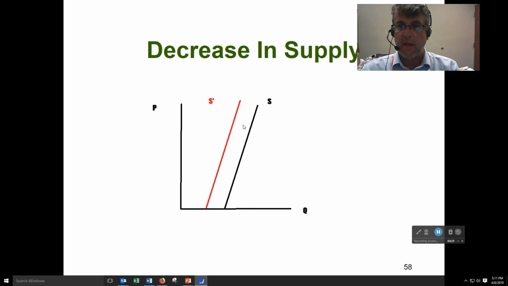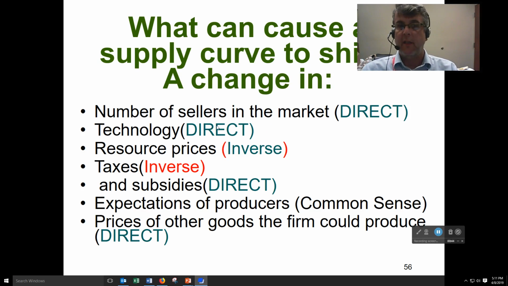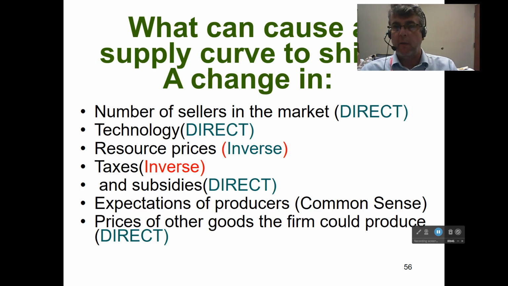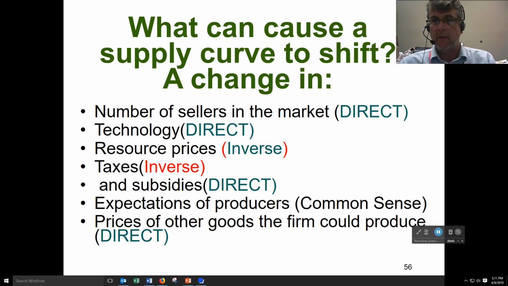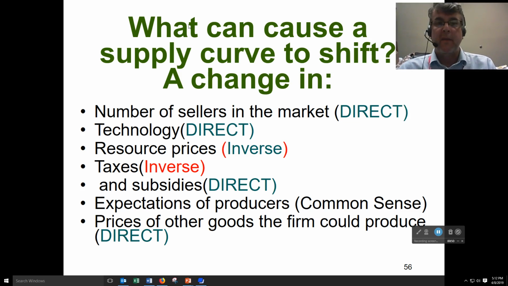A decrease in supply is where we shift the curve to the left. A decrease in supply might occur because of an increase in resource costs or resource prices, and we'll go over that in a minute. There we shift the curve to the left. Now, what can cause a supply curve to shift? If you look here, I've got all the things that cause that shift in the curve listed.